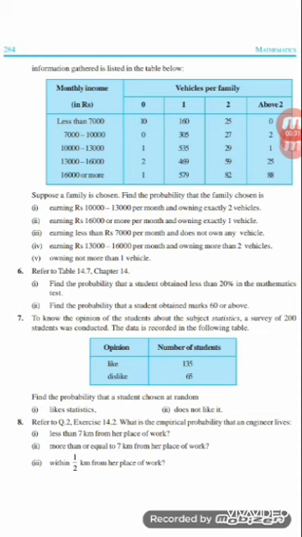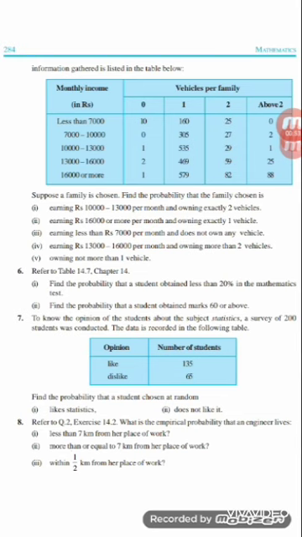First, find the probability that students obtain less than 20% in the mathematics test. Second, find the probability that students obtain marks 60 or above. This is the question. To solve this question, first we refer to table 14.7. This is table 14.7.